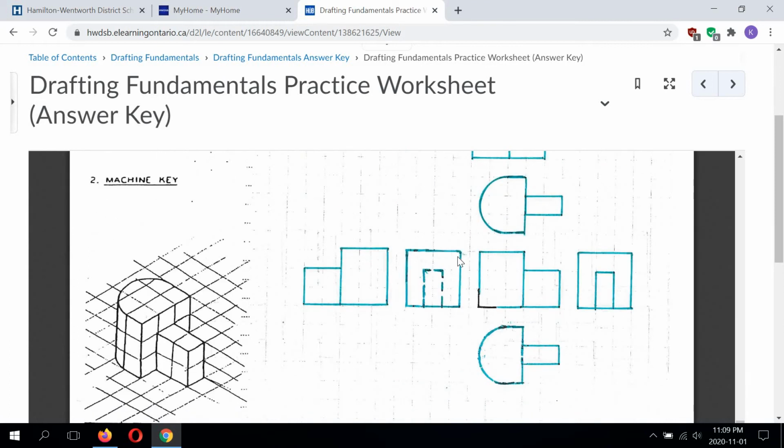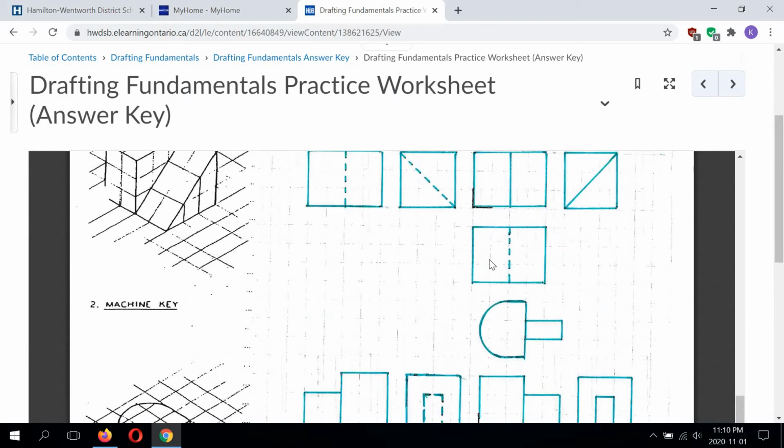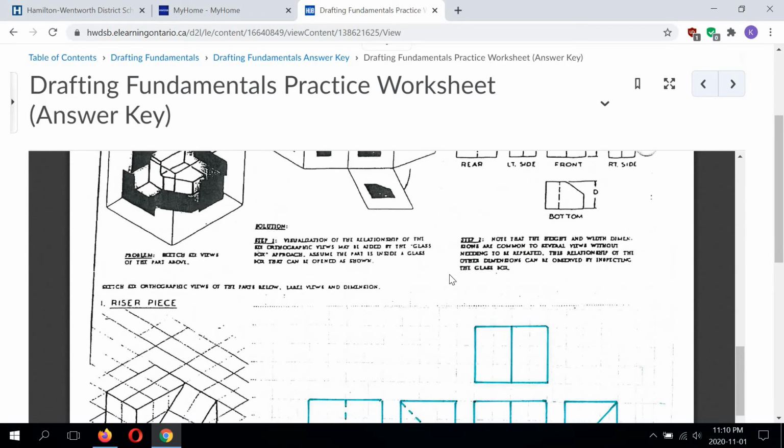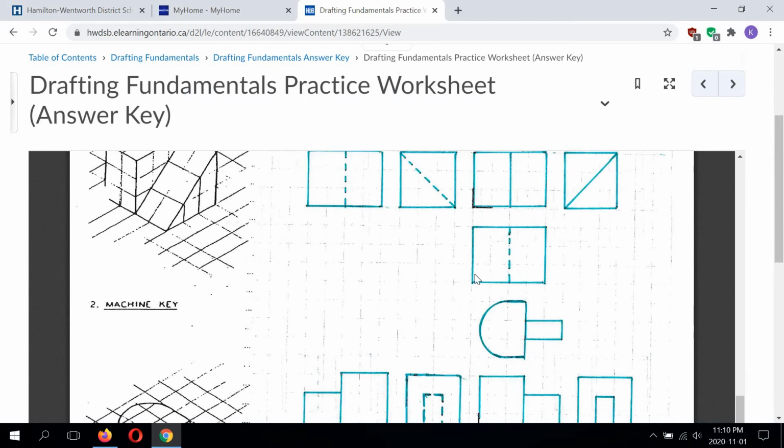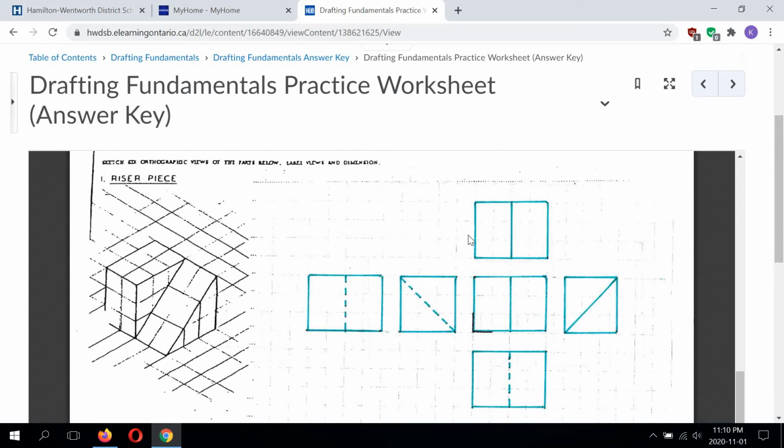So this worksheet is not going to be marked. This is for your understanding. Now, we're going to talk about the assignment next, but I don't want you to move on to that assignment if you're not understanding this concept, right? So I really want you to keep studying this concept. If you don't understand it, I want you to redo this practice sheet.